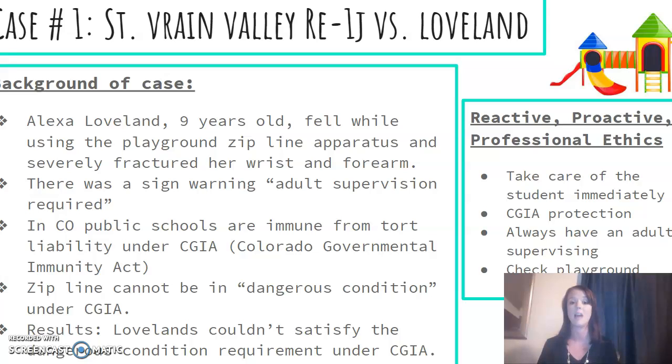So maybe, again, if it was in dangerous condition, they need to be proactive and they need to fix whatever is maybe wrong with that device. And for professional ethics, I think a lot, again, just goes back to, as a staff member, if you noticed a student on, say, the zip line going over there and being that adult presence, knowing the laws, again, with CGIA, there's a lot to it, but just kind of keeping up to date with that information could be really useful.